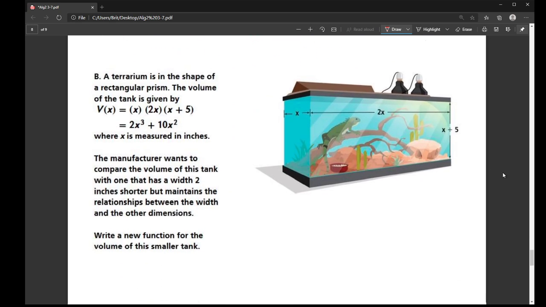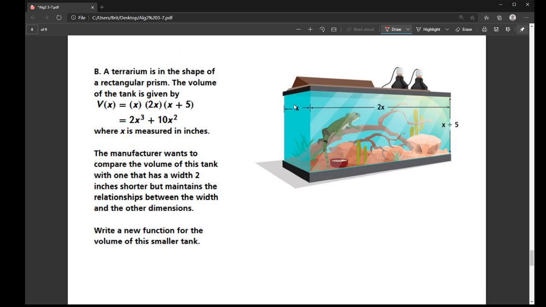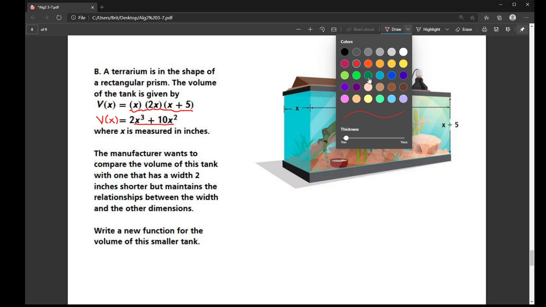Let's try another one. So they have this terrarium, and they say it's in the shape of a rectangular prism. Just to tell you, these are all right angles, okay? And they give you an expression that describes the volume of the tank. Now they multiply it out and get us another expression as well. We can use either of these. So it says the manufacturer wants to compare the volume of this tank with one that has a width that's 2 inches shorter, but maintains the relationship between the width and the other dimensions.